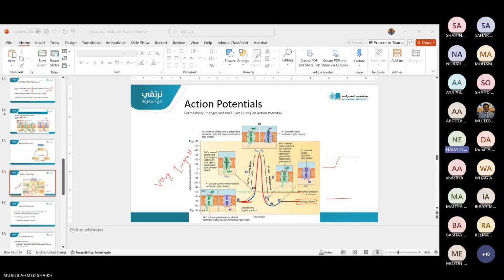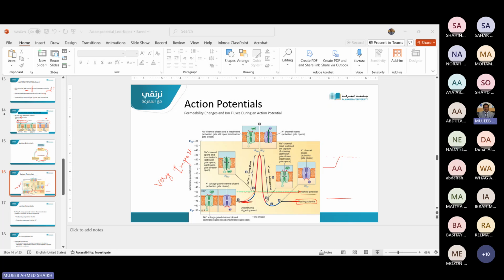Even the trigger event has to reach the threshold. If it reaches the threshold, there will be an action potential. If it does not reach the threshold, there will be no action potential. You cannot say that it is not reaching the threshold, so it will be a smaller potential. No, there will be no smaller potential. Doctor, when I say decrease in the membrane potential, it means being more positive? Yes. You are losing the negativity.